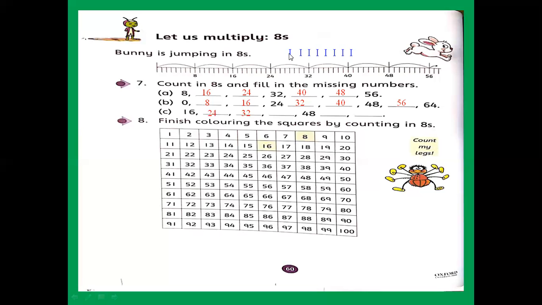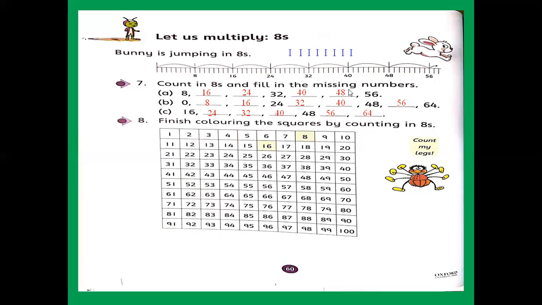32, 33, 34, 35, 36, 37, 38, 39, 40. After 40: 41, 42, 43, 44, 45, 46, 47, 48, already written. After 48: 49, 50, 51, 52, 53, 54, 55, 56. Write 56 here. After 56: 57, 58, 59, 60, 61, 62, 63, 64. The last one is 64.